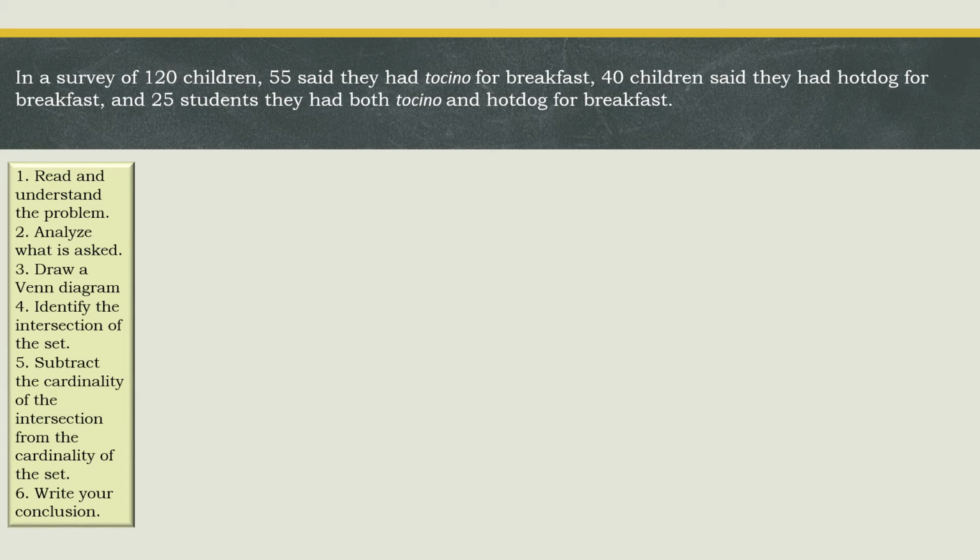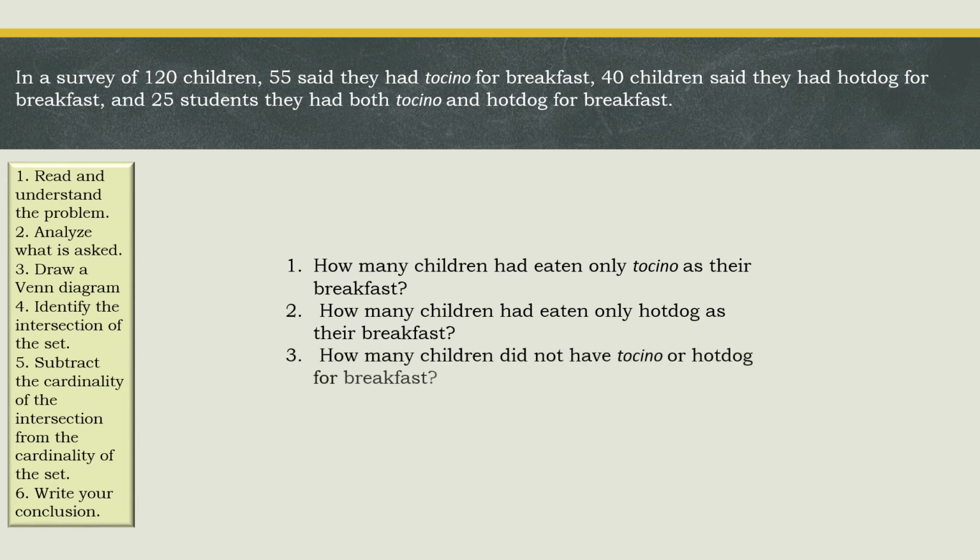Then, let's proceed to step number 2, analyze what is asked. So, these are the things na gipangita. Okay? So, let's analyze: how many children had eaten only tocino as their breakfast. Again, only, meaning tocino lang jud ang ilang gikaon. How many children had eaten only hot dogs as their breakfast, and how many children did not have tocino or hot dog for breakfast? So let's analyze, okay? First, tocino lang jud ang ilang gikaon. Second, hot dog lang jud because of the only. And third, wala jud ni kaon og tocino or hot dog. Okay? So we do not know unsa ang ilang gikaon for breakfast.